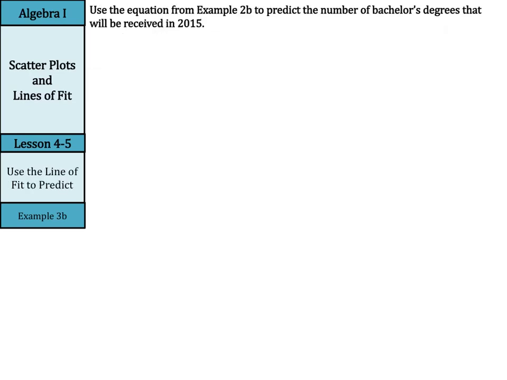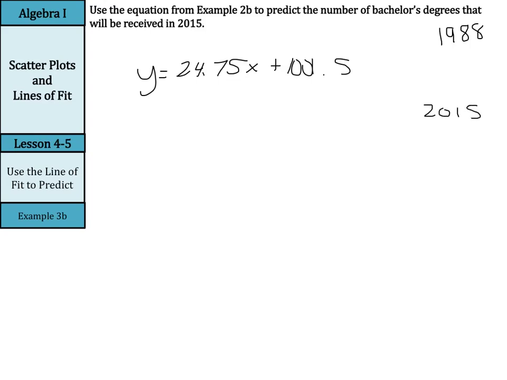Now let's use that equation, y equals 24.75x plus 1001.5, to predict the number of bachelor degrees received in 2015. Well, here we have to be careful. Our years were counted since 1988. So first we have to say, well, how many years has it been to put in for x? So 2015 minus 1988 is 27 years. So I can put in then that 27 years since 1988 in for x.